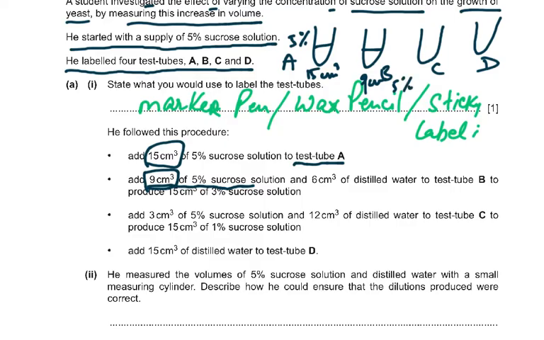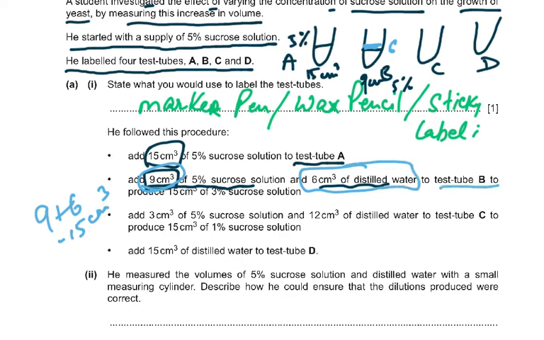and 6 cm cube of distilled water. So 9 plus 6 is again equal to 15 cm cube. So 9 cm cube of sucrose and 6 cm cube of distilled water go to test tube B to produce 15 cm cube of a 3% sucrose solution.